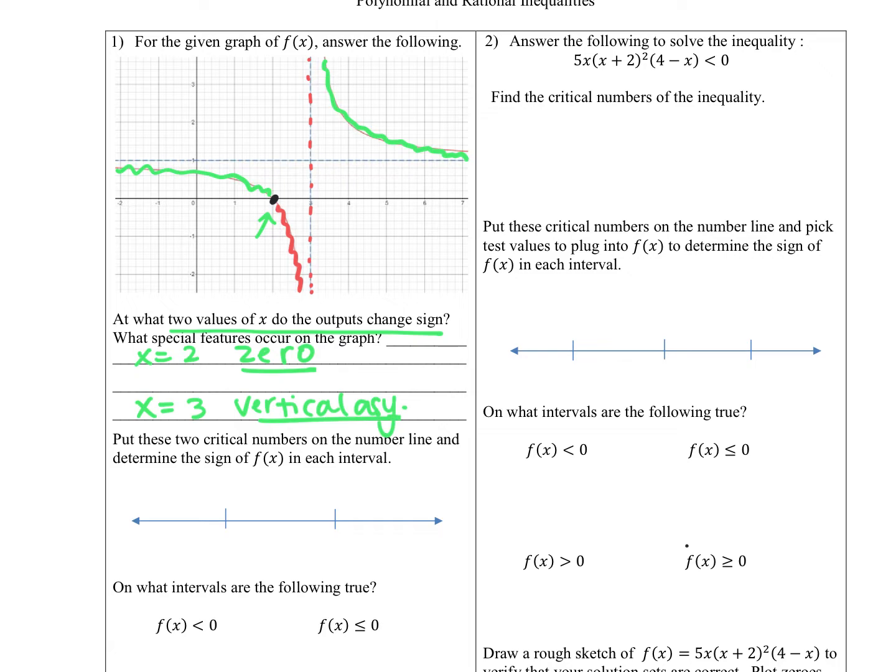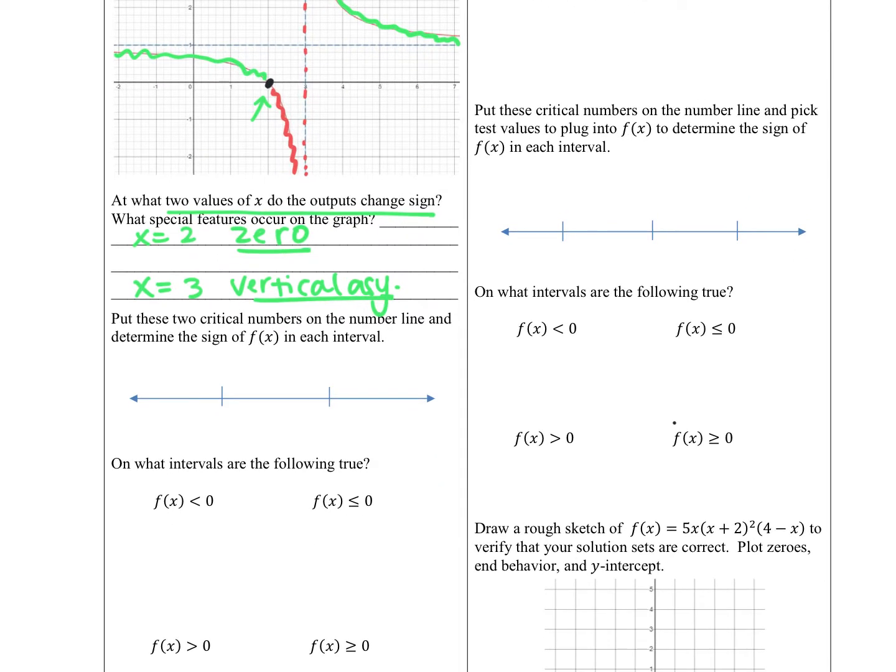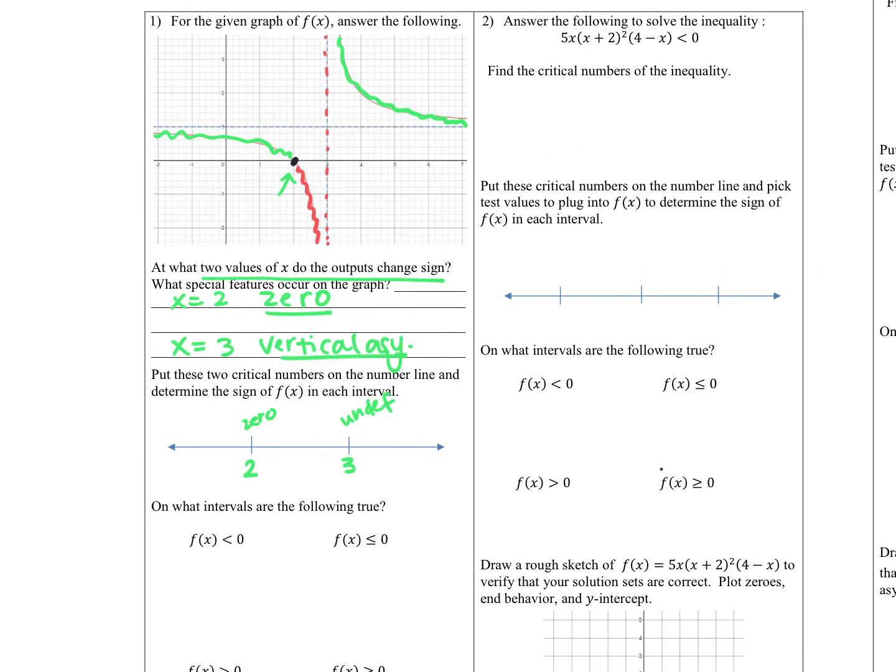All right, so it says to put these two critical numbers on the number line. If I put those on the number line, that's going to be a 2 and a 3. We know that we're equal to 0 at the 2, and at 3 it's our vertical asymptote, so that's where we're undefined. Then what we can see up in the picture, because it wants us to determine the sign of f of x in each interval, is that we are positive when we are less than 2, then we go negative between 2 and 3, and then we go positive again from 3 to infinity.